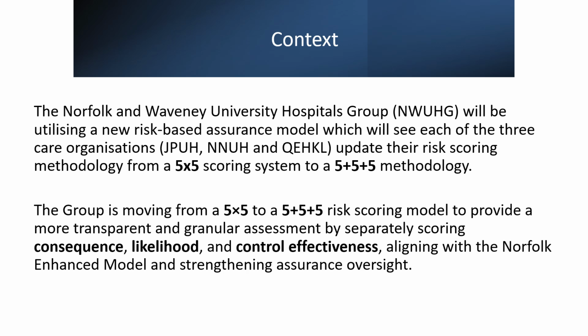So why are we changing? Historically, we've used the 5 times 5 model, multiplying consequence and likelihood, but this method doesn't explicitly take into account how effective our controls are. The Norfolk Enhanced model introduces control effectiveness as a third scoring element, and this brings increased clarity and assurance on the steps being taken to manage and mitigate risk. We now score consequence plus likelihood plus control effectiveness, giving a more holistic view of the risk.